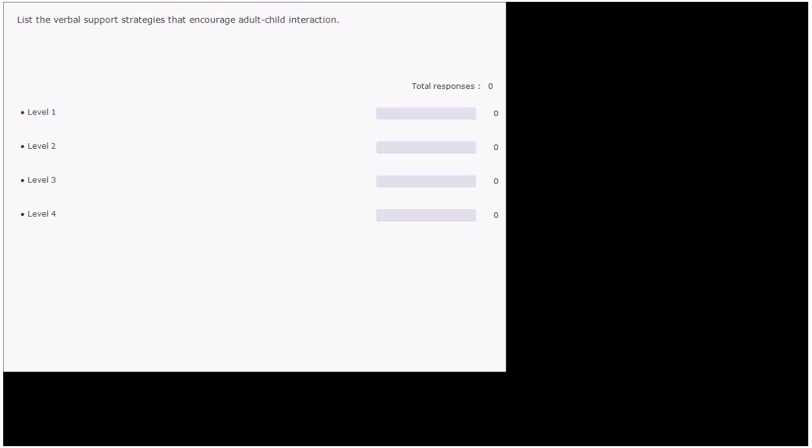List the verbal support strategies that encourage adult-child interaction. What kind of inquiry is this? Those of you who are saying level 2, it's 100% so far. Why do you say it's a level 2 inquiry? Has to do with content and learning. Absolutely. You're wanting to find out what they can say about verbal support strategies, and it comes at the end of training. Exactly right. Next one.